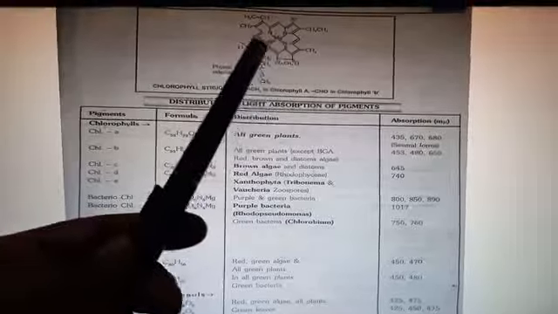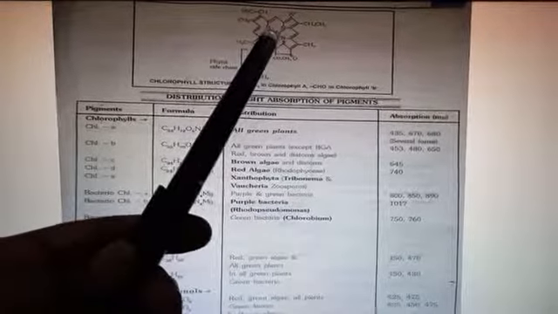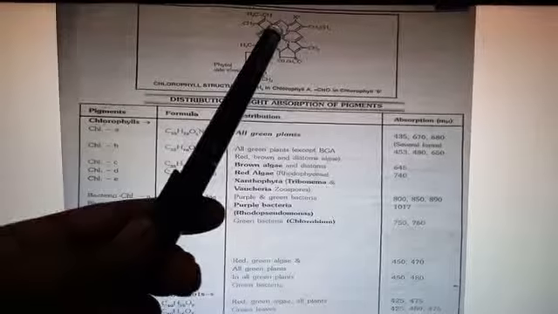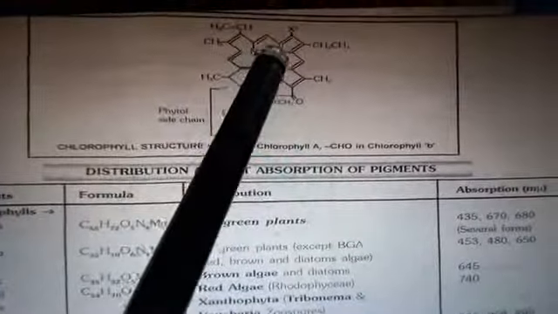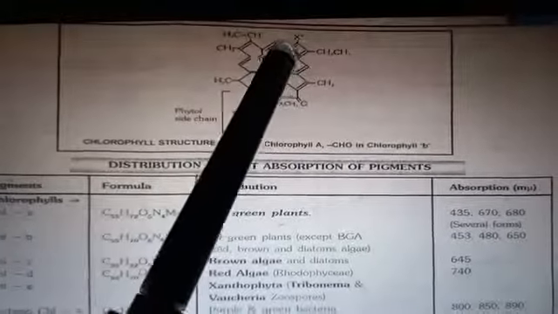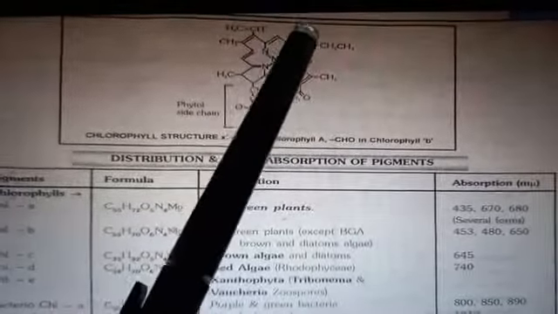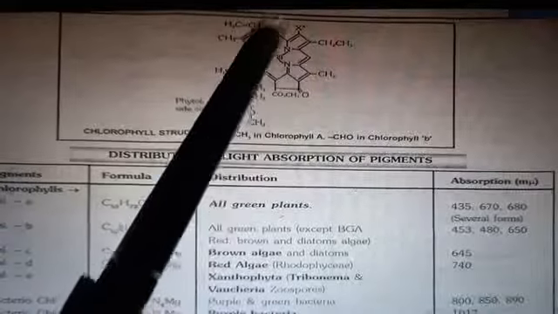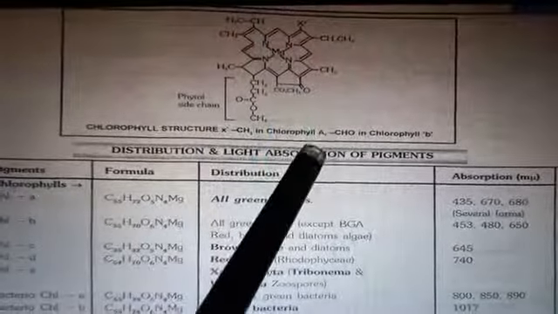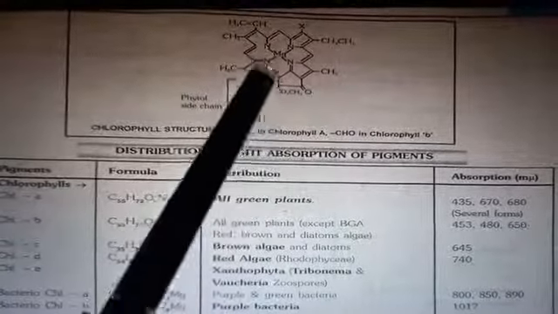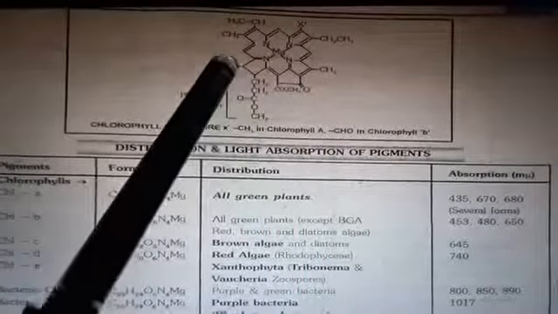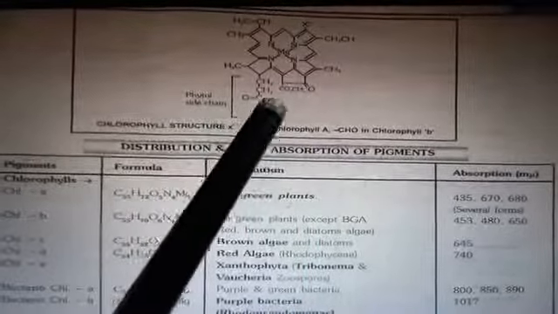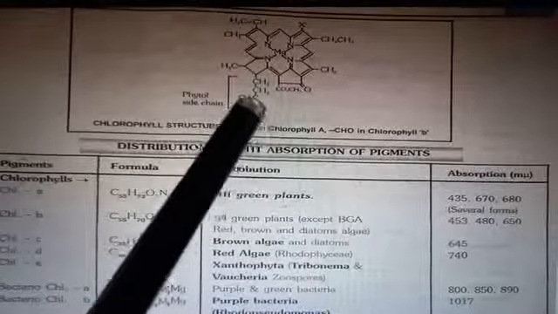ring 3, and ring 4. And in this tetrapyrrole there is a centrally placed magnesium ion. In chlorophyll A, ring 2 has a methyl group, whereas in chlorophyll B this methyl group is replaced by an aldehyde group. This is the basic difference between chlorophyll A and chlorophyll B. The tetrapyrrole ring is combined with a phytol chain. This is the phytol chain. This is the structure of chlorophyll molecule A and B.